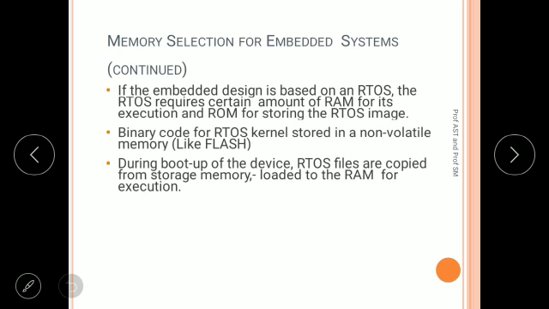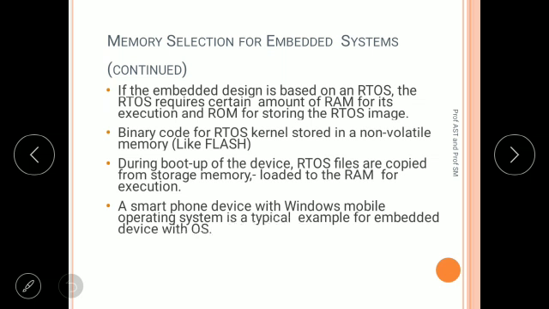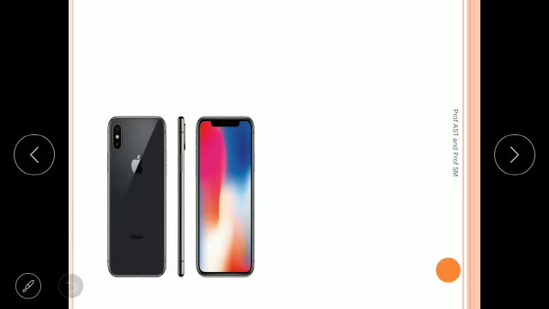Now let me consider a real-time example and I will show you its different features and how the hardware and software will be selected for that. I think most of you have seen it. I know many students are very much crazy about smartphones. That's why I selected this particular phone, the Apple iPhone X.